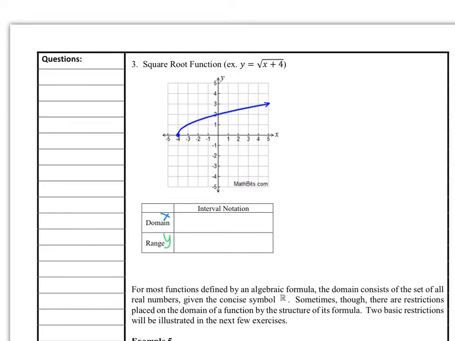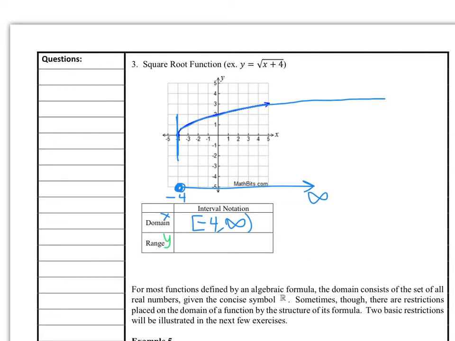So I look at my graph and I'm scanning to the left and I notice that it stops here. And it's a closed circle at -4. And then as I move to the right, this keeps going forever and ever and ever. So we've got -4 with a closed circle, so that's bracket, comma, infinity, which must be a parenthesis.